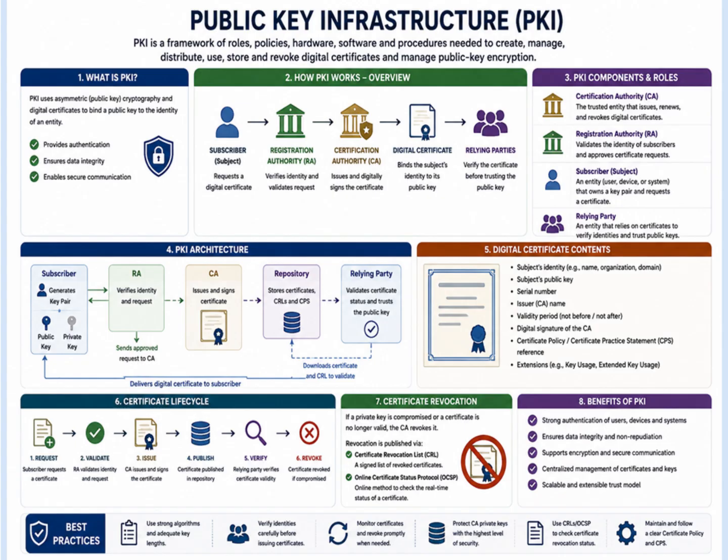The CA is the trusted entity responsible for issuing, digitally signing, renewing, and revoking certificates. Once issued, the digital certificate binds the identity of the subject to a public key. Other systems and users, called relying parties, can then trust that certificate and use it to verify identities and establish secure communications. The slide also highlights the major PKI components and roles.